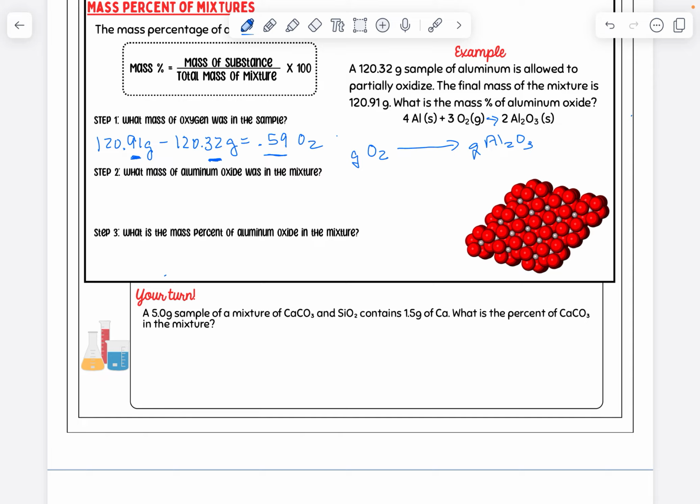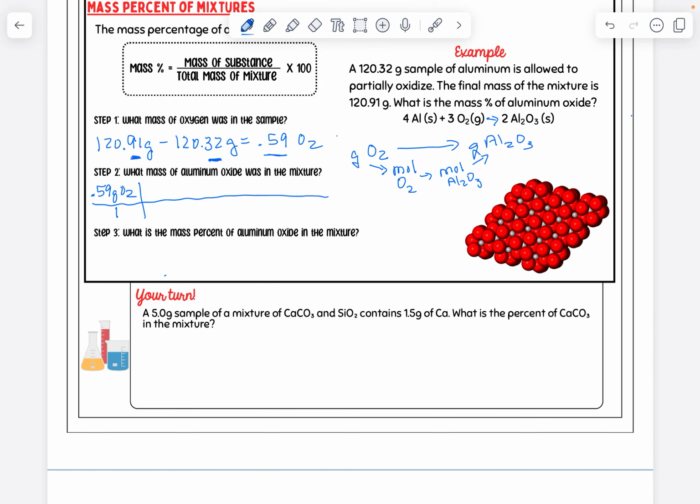So we can't go straight from grams of oxygen to grams of aluminum oxide. We have to first go to moles. So anytime we want to convert from one compound to another or one element to another compound, we have to convert to moles of oxygen. And then we have to use what's called the mole ratio to find the moles of our aluminum oxide. And then we can find the grams. So that's how we're going to approach this problem. So we know that 0.59 grams of oxygen reacted.